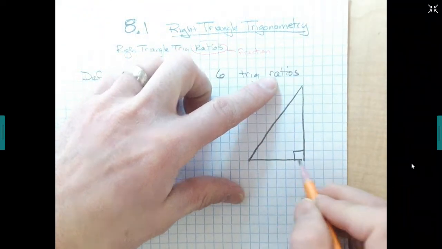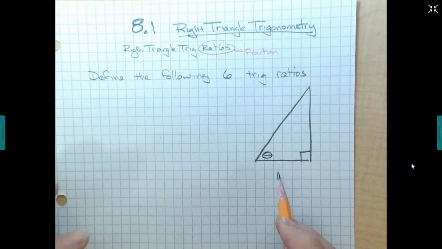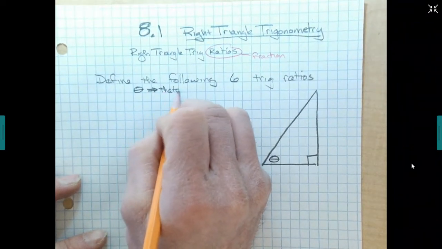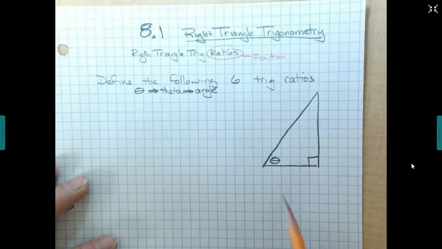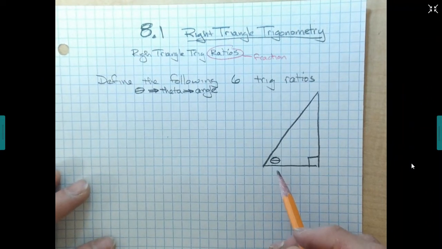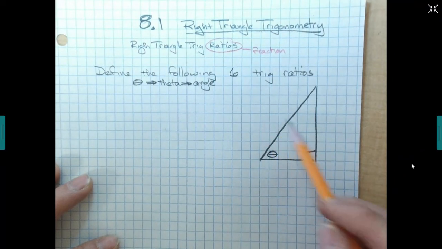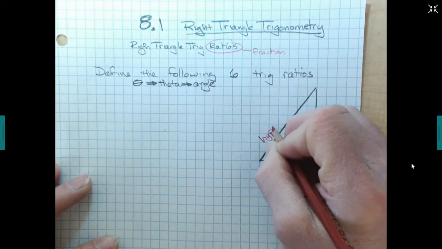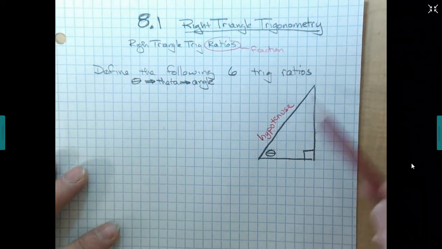So we have a right triangle, and we're going to start right here. And that symbol is the theta symbol, and what that means is angle. Now, if we look at this theta symbol, first of all, for a triangle, we have 2 legs and a hypotenuse. The hypotenuse is the longest one, right? So the longest side of the triangle is the hypotenuse.